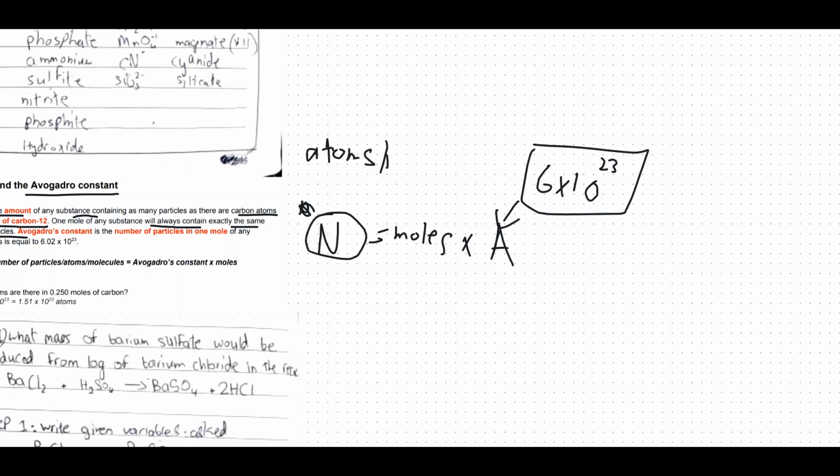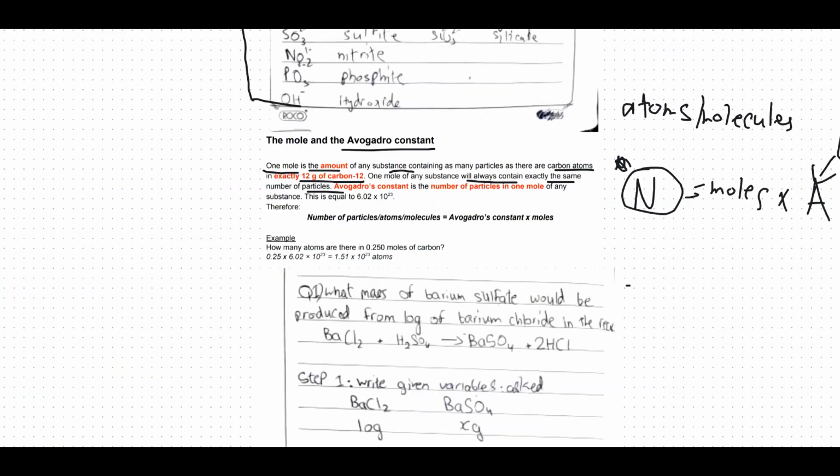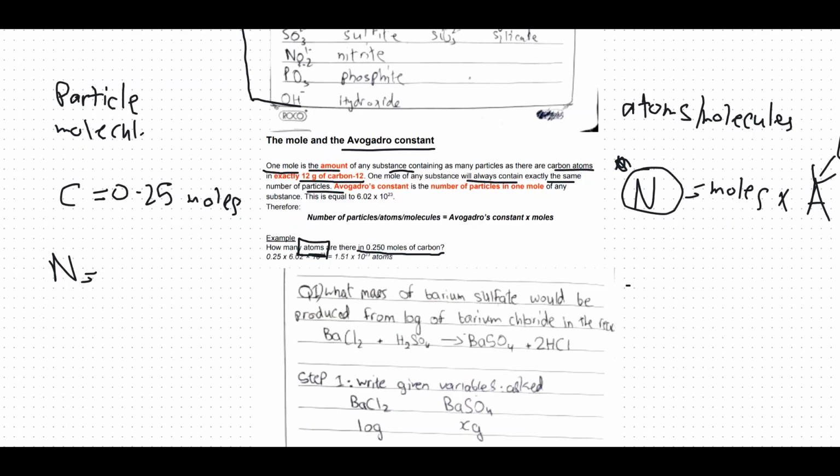For example, how many atoms are there in 0.25 moles of carbon? Carbon, they told me, is 0.25 moles. I need to find the number of particles. In this case, the particle is atom. Remember, they don't usually tell you it's particle. They can either call it molecule or atom or atoms. So in this case, they told me it's atoms.